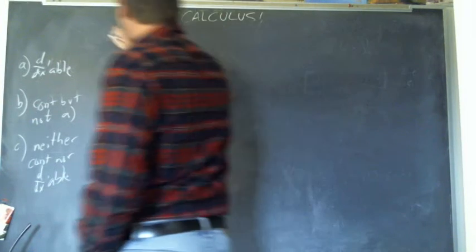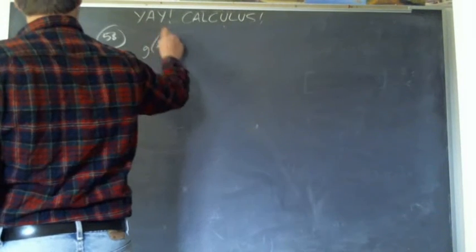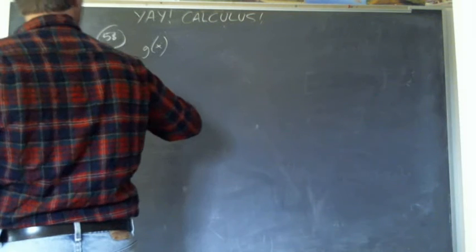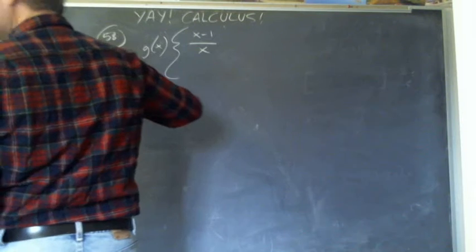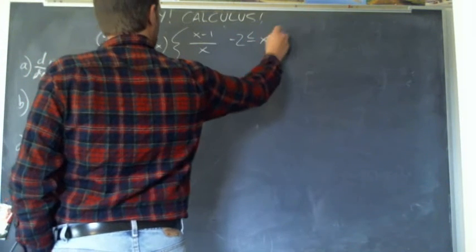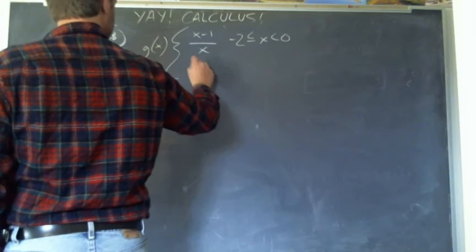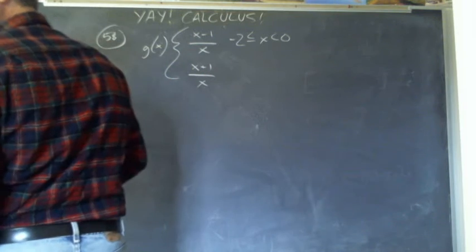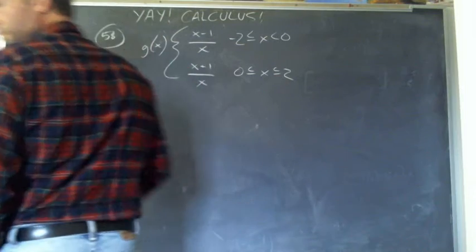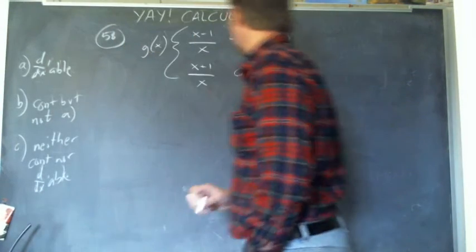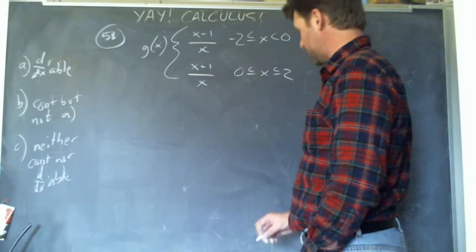Let's see here. 58. g of x is x minus 1 over x, where x is from negative 2 up to 0, and it is x plus 1 over x, and it's from 0 to 2. There's our function. Clear we're not continuous at 0, that's for sure.